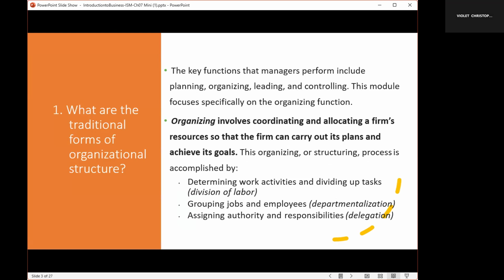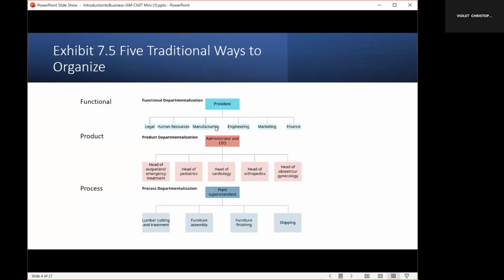The first thing we want to talk about is when we have a BHAG, we break it down into all the tasks involved. That is called division of labor. We then take those tasks and group them into departments, and we call that departmentalization. In the process of doing that, we also assign authority and responsibilities, and we call that delegation. There are several ways to organize a company.